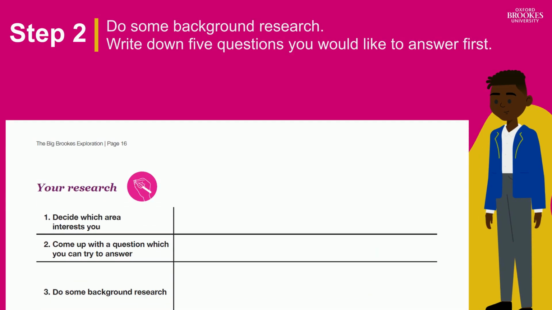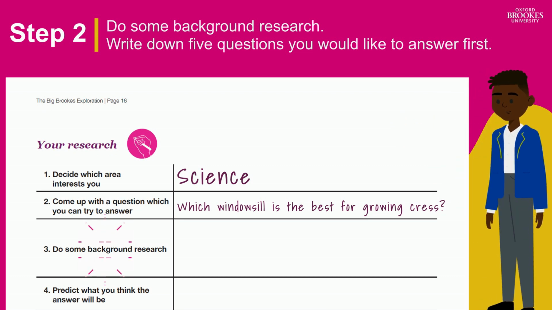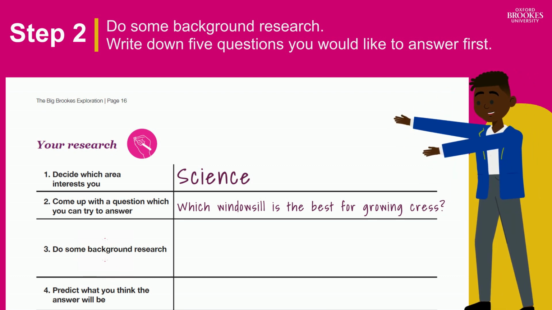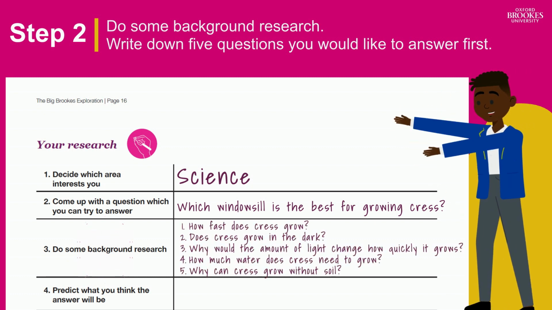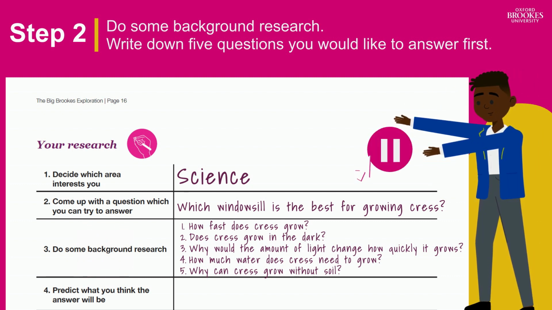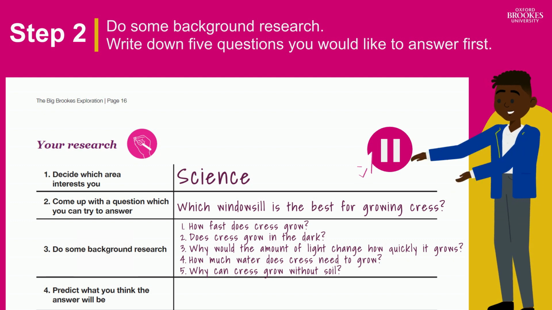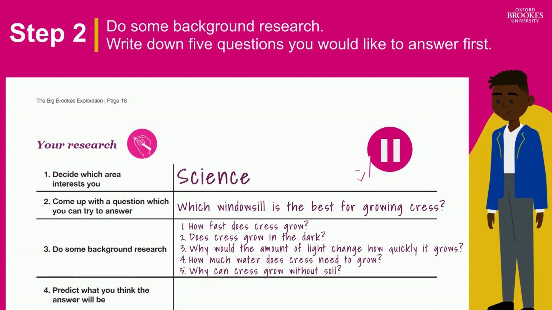Excellent! Now that you have your research question, it's time to do some background research. Think about what information you need to carry out the research you want to do. Write a list of at least 5 questions that you want to ask before you start your research. Pause the video now to write down your questions and spend some time trying to answer them. Make sure you make a note of where you find the answers.